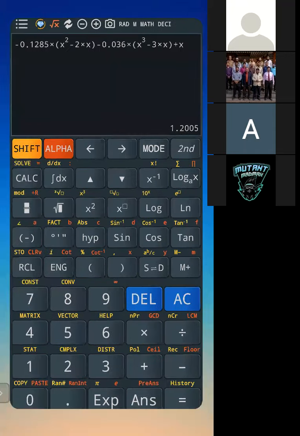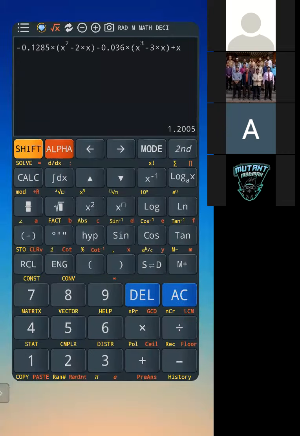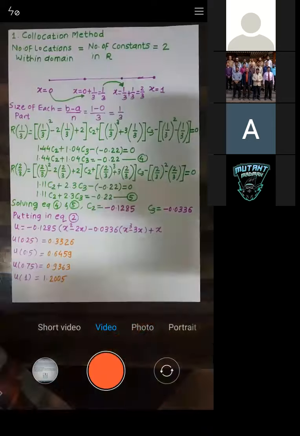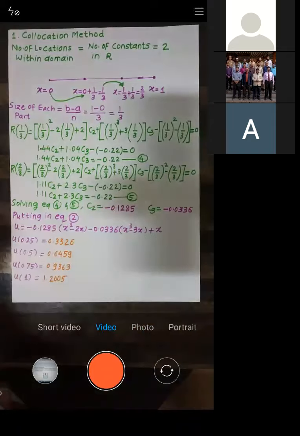Is it okay with this one? Is it okay? Let me know. Is it okay with this one or not? Yes. Okay.